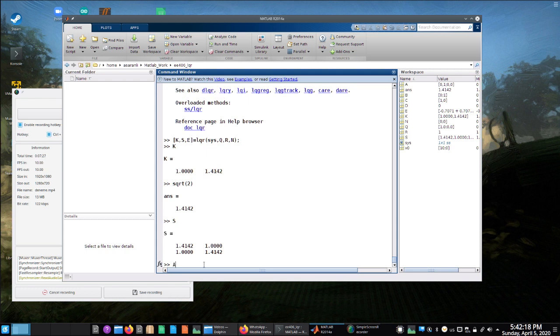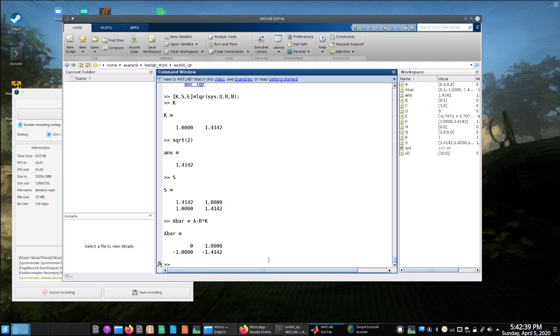Now let us calculate A bar, which is our new closed form, the closed loop state feedback system matrix, A minus B times K is the new matrix. And if we actually take a look at the eigenvalues of this matrix, this will be our new system poles.